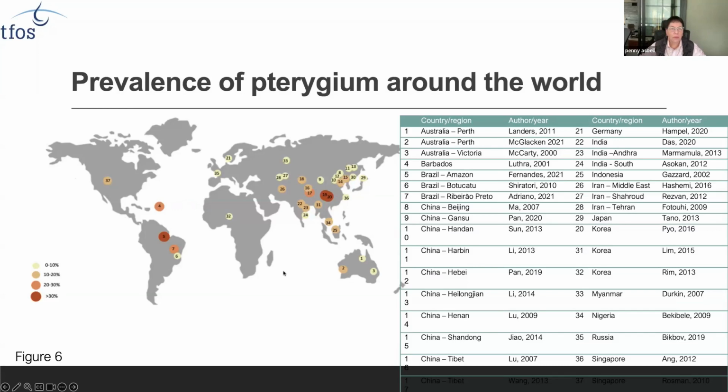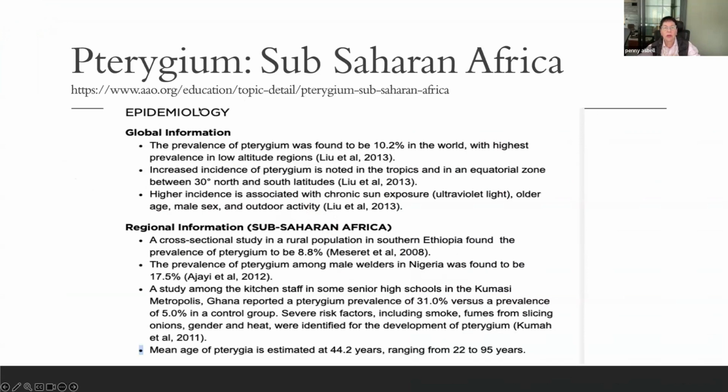So this is a website I found, which is detailed here, and I can share these slides with you if you'd like to look further. But this looks at pterygium in sub-Saharan Africa. So it's not a specific area, it's generalized. But they found, like I just said, the prevalence is about 10% higher in low altitudes, with an increase of pterygium in the tropics and closer to the equator. We know about that: more sun exposure with the ultraviolet light. They found other risk factors were older age, male sex, and outdoor activities.